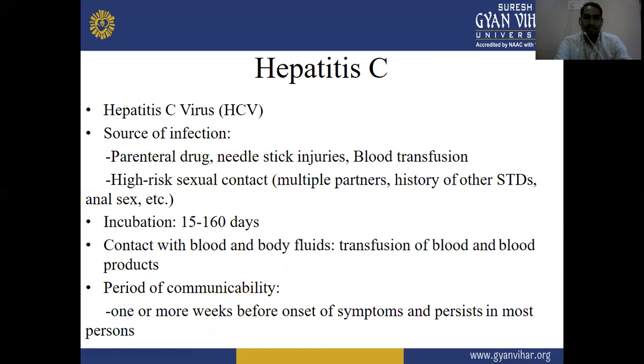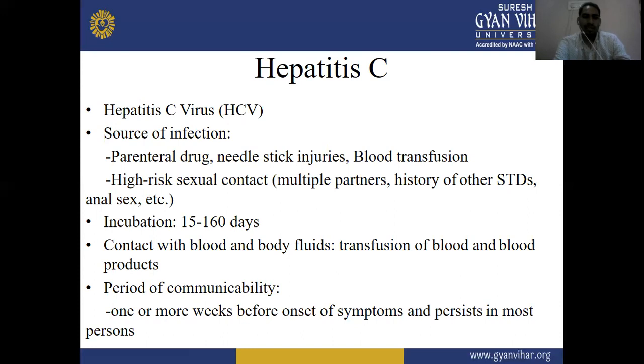Hepatitis C is caused by the hepatitis C virus. The sources of infection of hepatitis C are parenteral drugs, like needle stick injuries and blood transfusion, and high-risk sexual contacts, like multiple partners, a history of other sexually transmitted diseases, anal sex, etc.